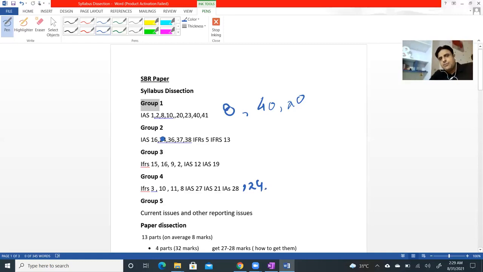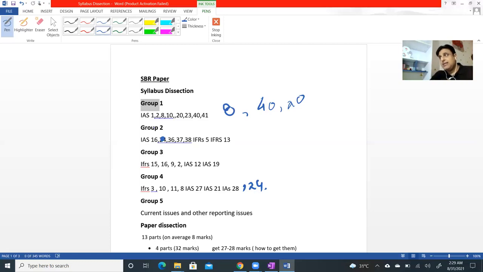Now in this group 2, IAS 16, 36, 37, 38, IFRS 5 and IFRS 13, these are the basic accounting standards of this paper syllabus. Now what students often do, they perceive that they know about these accounting standards and they just go through them quickly and move on towards more difficult accounting standards. This is their biggest mistake, because I have been teaching this paper for the last 15 years and I haven't seen any paper in which at least 20 to 25 marks will not be from these basic accounting standards.